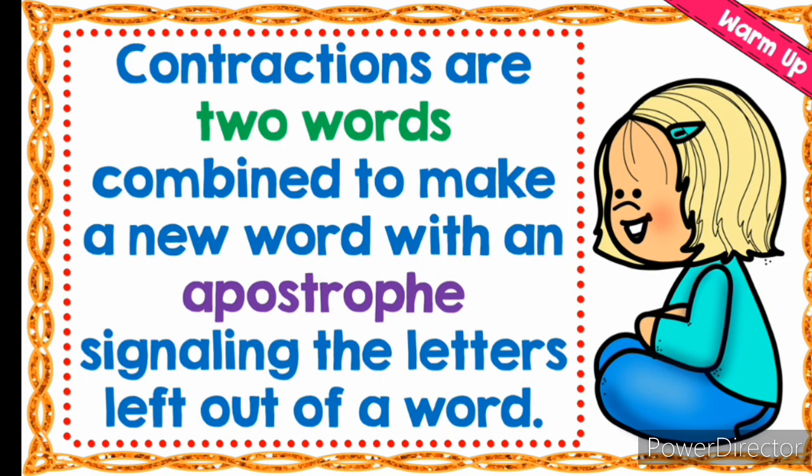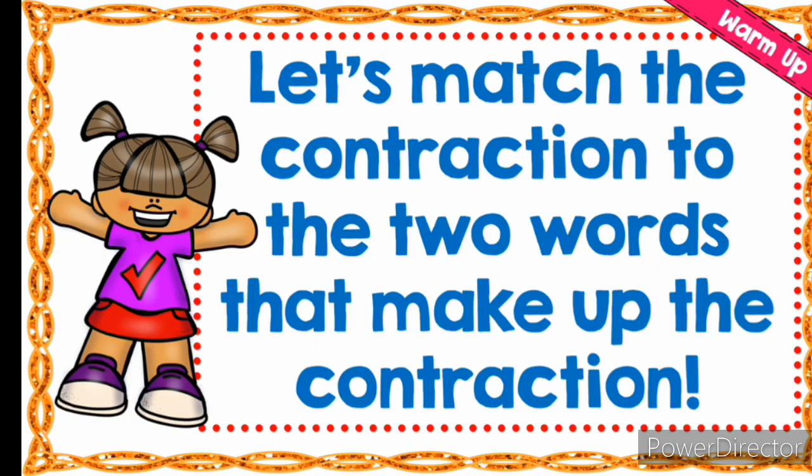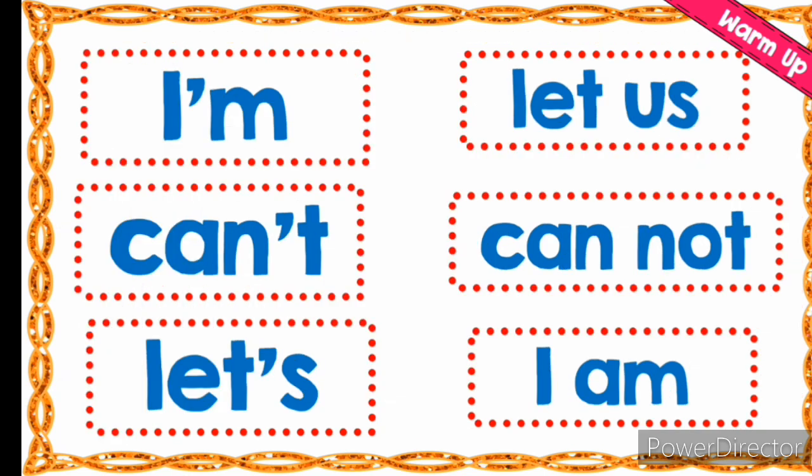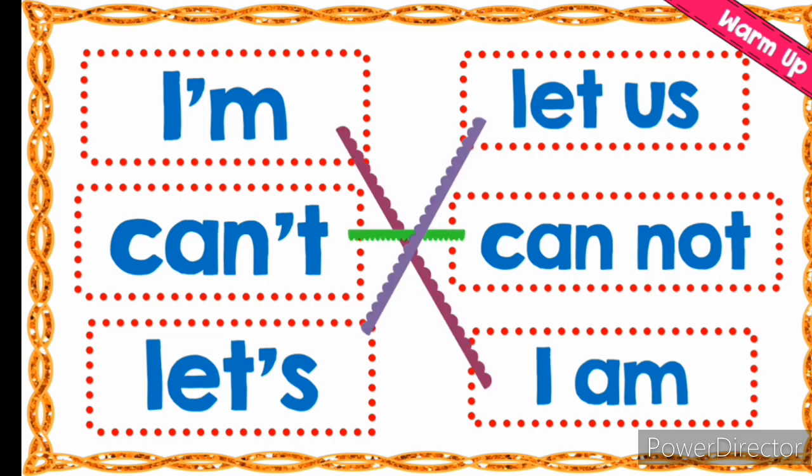Contractions are two words combined to make a new word with an apostrophe, signaling the letters left out of a word. Let's match the contraction to the two words that make up the contraction. I'm would be I am. Can't would be cannot. Let's would be let us. Correct.